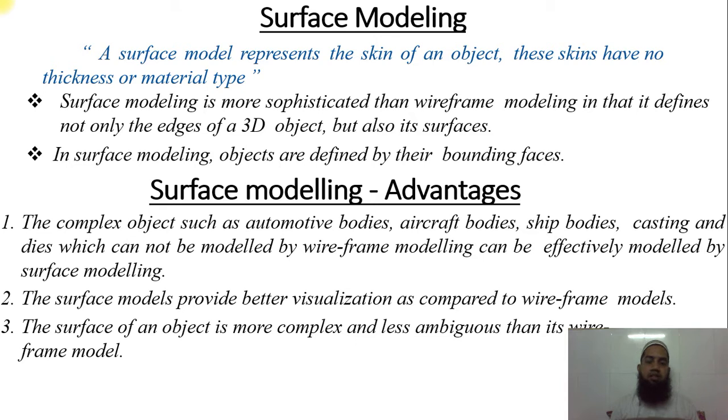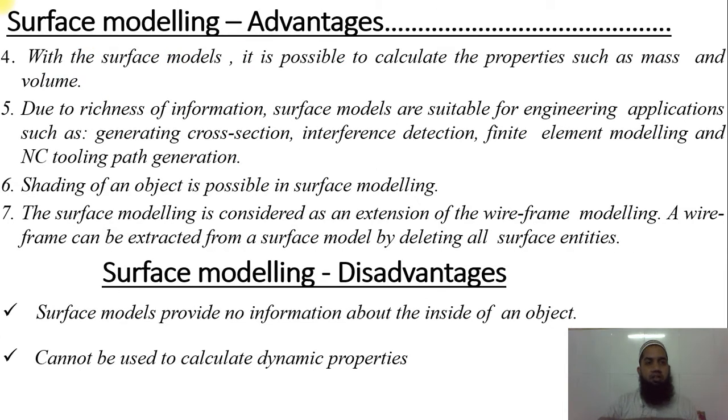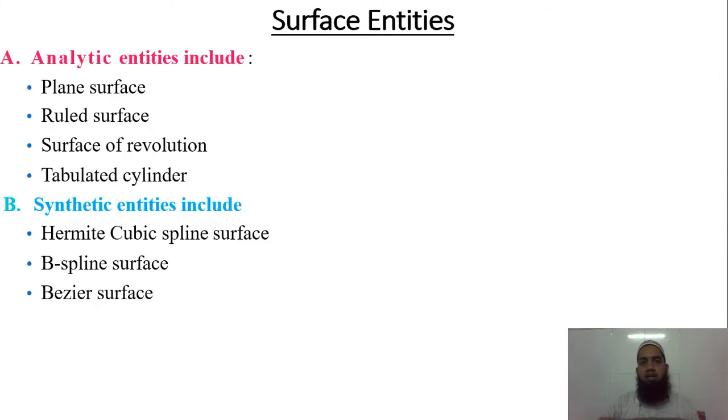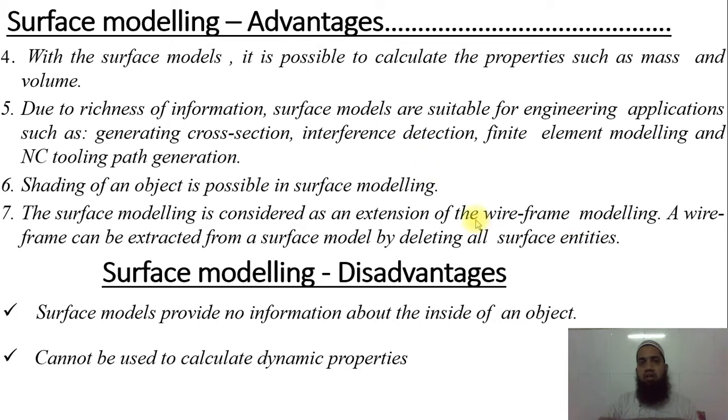This is the continuation of lecture 3. Last time we have seen wireframe modeling and surface modeling. In case of surface modeling, I briefly described the definition of surface modeling. A few advantages of surface modeling we have also seen, that is 1, 2 and 3. Today I'll continue with the fourth advantage. With the surface model, it is possible to calculate properties such as mass and volume.